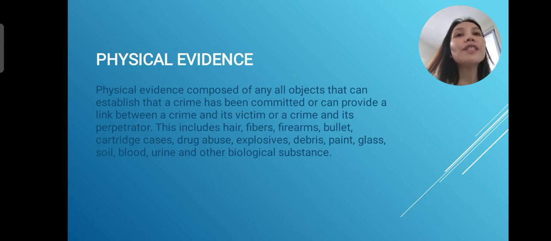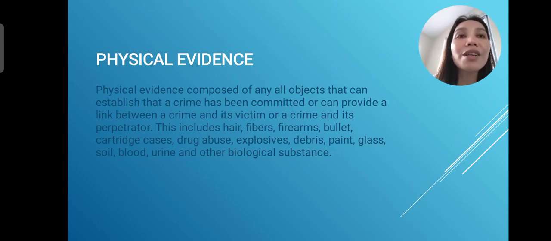Next is physical evidence. What is actually the so-called physical evidence? So, it is composed of any or all objects that can establish that a crime has been committed or can provide a link between a crime and its victim or a crime and its perpetrator.